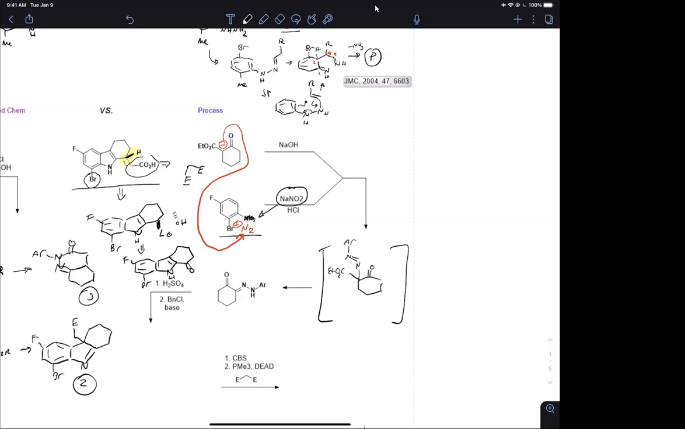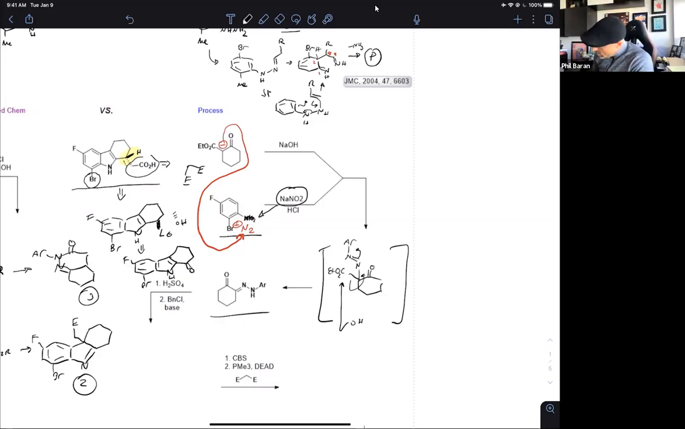And then okay, I guess you can get saponification and decarboxylation. There you go. This is known as the Japp-Klingemann reaction. You're going to see this a lot. It's a very nice way of getting defined hydrazones that would be difficult to make in other ways.